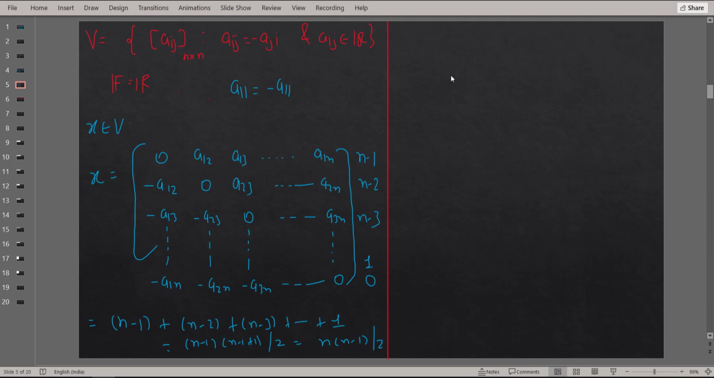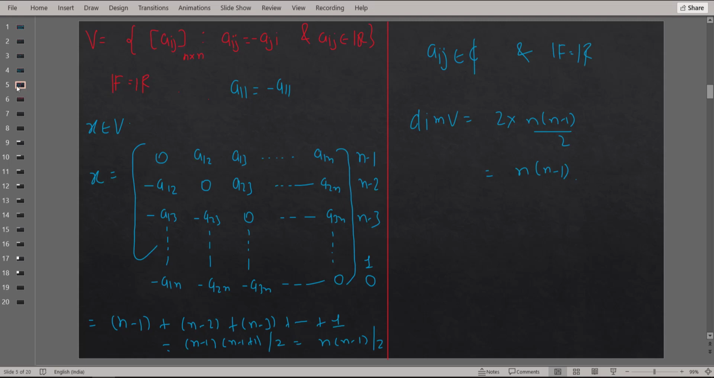Now suppose a_ij comes from complex numbers and the field is real numbers. So the unknowns will become twice. So the dimension of V will be 2 into n(n minus 1)/2, which is n(n minus 1).